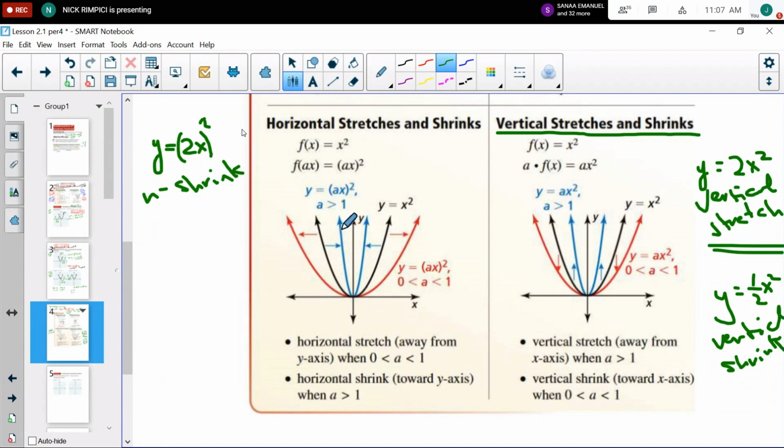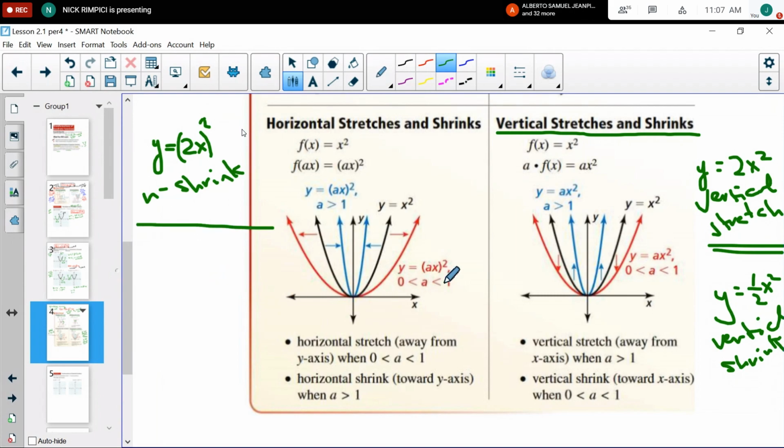All right, and yeah, there is a relationship between those two items. Okay, if you get shrunken down horizontally, you're going to be stretched vertically. In other words, as you get pulled closer to the y-axis, you're being pulled away from the x-axis. So there is a relationship between them. So for now, if you multiply by a number bigger than 1, you're going to shrink horizontally. You're going to become more narrow and taller.